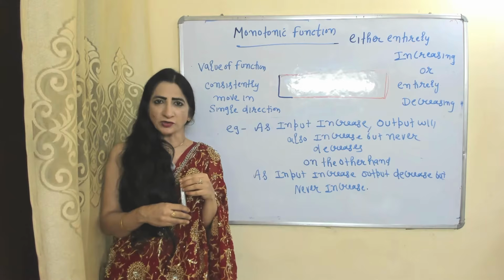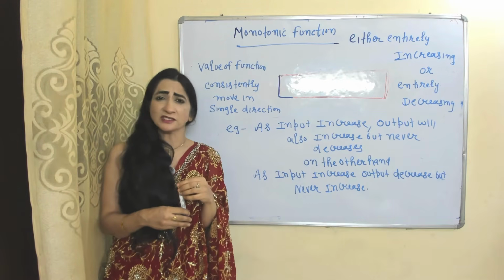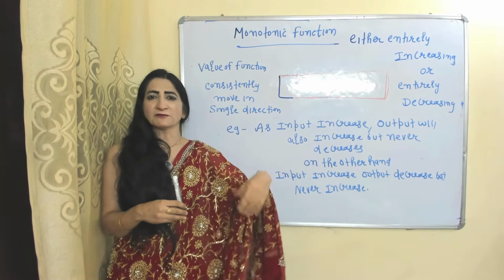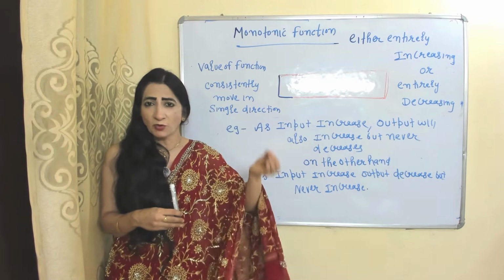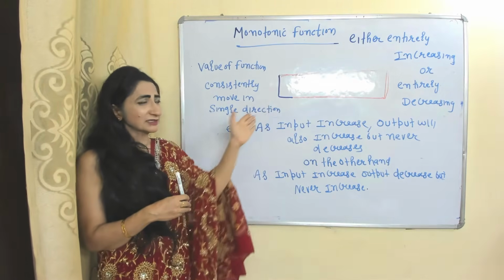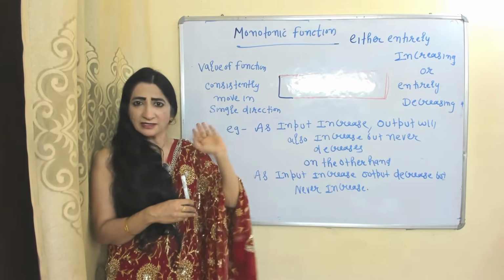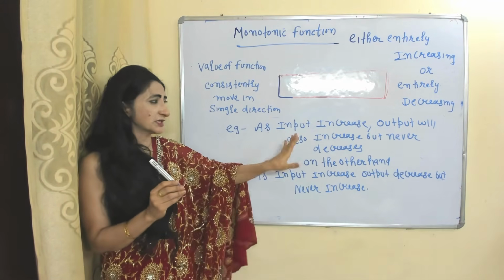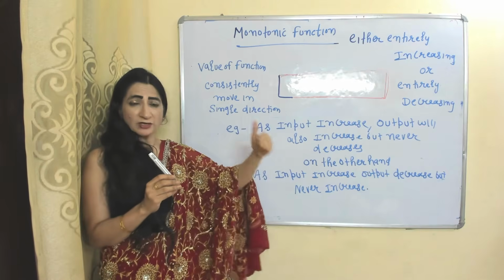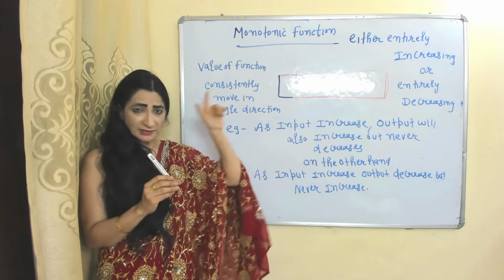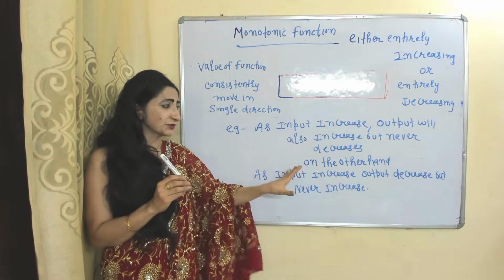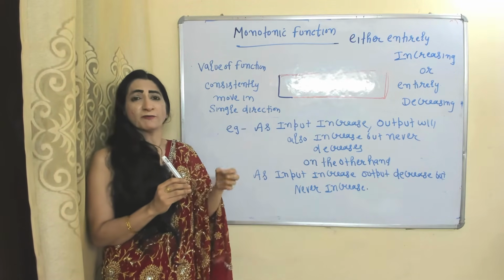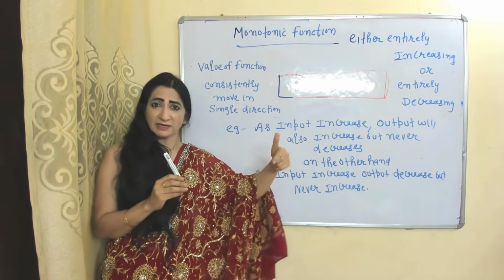In the case of a monotonic function, the value of the function consistently moves in the same direction. That means it is either entirely increasing or entirely decreasing. For example, as input increases, output will also increase but never decrease, because the value of the function consistently moves in the same direction. On the other hand, as input increases, output decreases but never increases, because the value of the function always moves in the same direction.